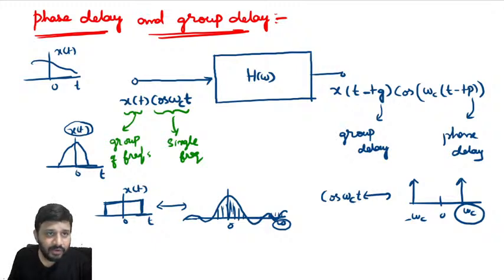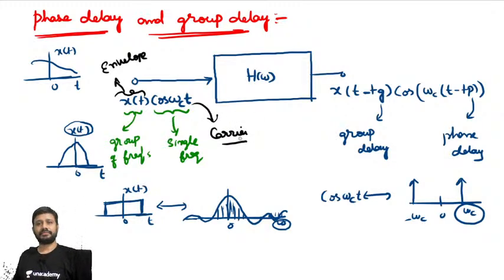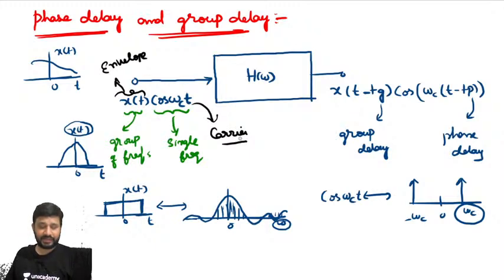Remember, this x of t can also be called the envelope. Those who are from an ESE background can understand this better. This is called the envelope, and this is our carrier signal. So the delay which is going to come in the envelope is nothing but group delay, and the delay which is going to come in our carrier is nothing but phase delay. The delay coming for a group of frequencies, group delay; the delay occurring at a single frequency, phase delay. That's it.